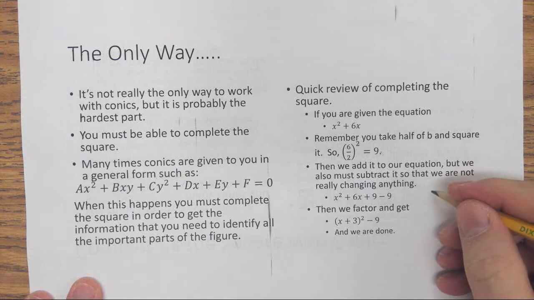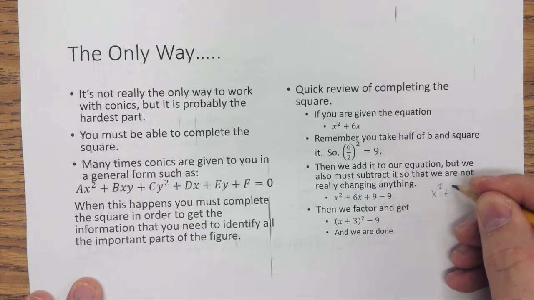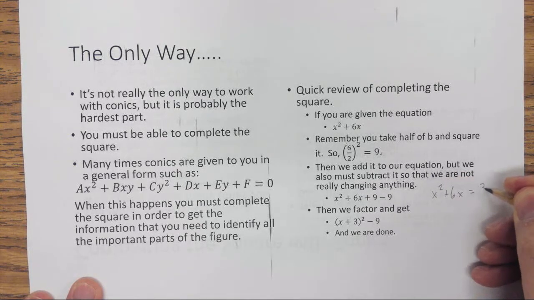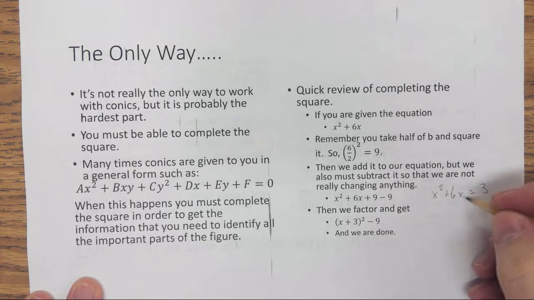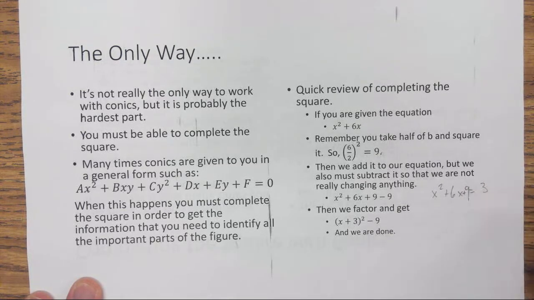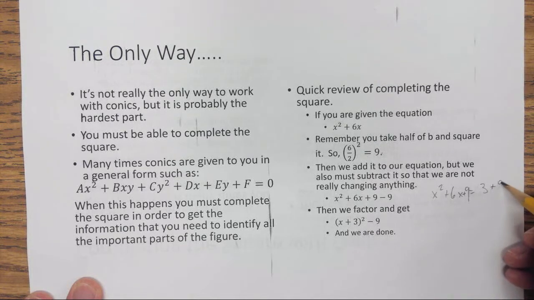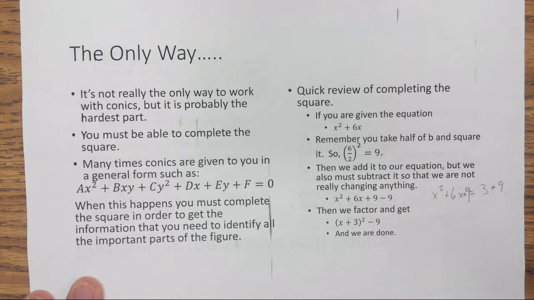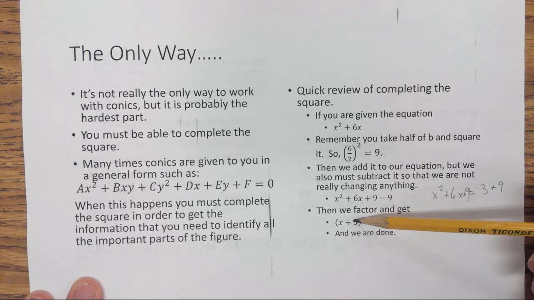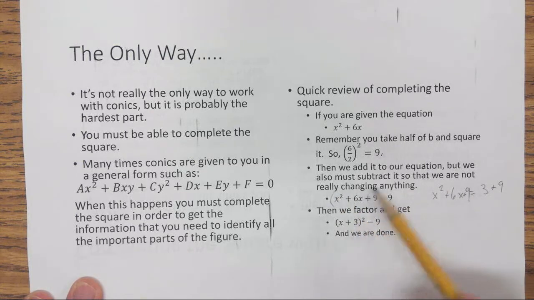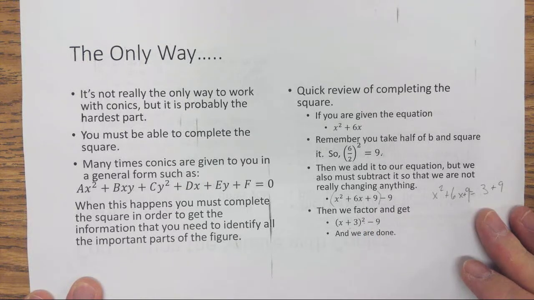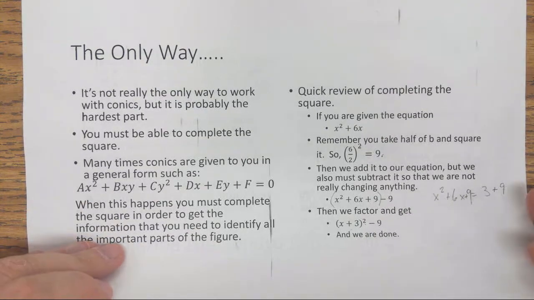Or if you have a situation where you had x squared plus 6x equals 3, or 0, or whatever it may happen to be, and we added 9 on one side, in the past we also added 9 on the other side, which was another way we did that. In any case, we factor this part and get x plus 3, quantity squared, minus 9, and that's all there is to completing the square. If you need help completing the square, come and talk to me about it.